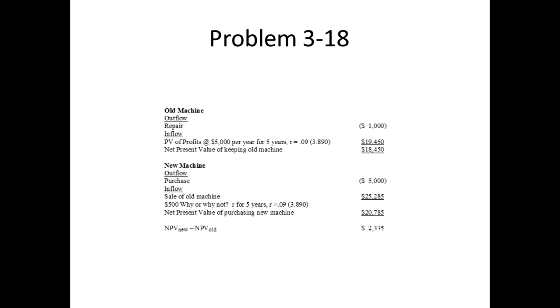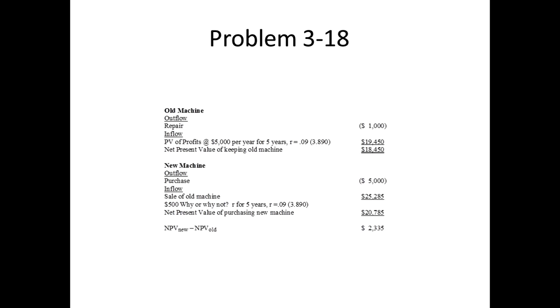If we take a look at the old machine, we'll see that the net present value of keeping the old machine without respect to any taxes is $18,450. There's a repair that's an outflow, and then the present value for profits of $5,000 a year for 5 years. You treat it like an annuity, multiply it by 3.890.